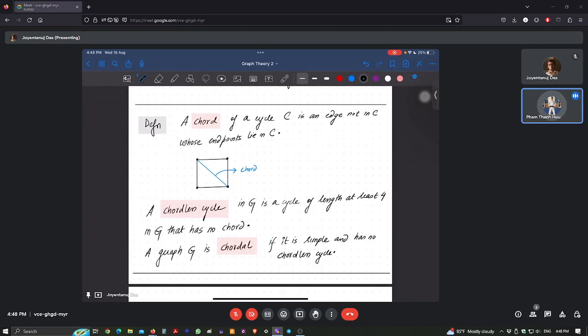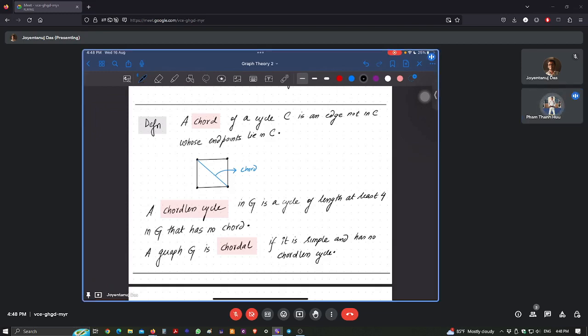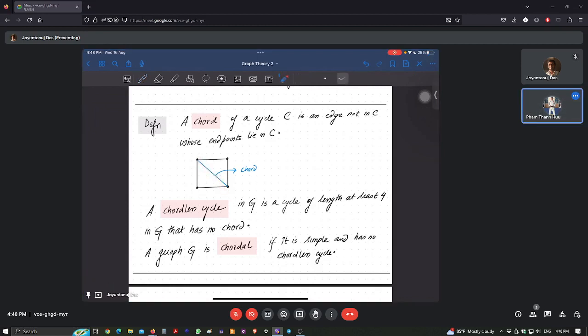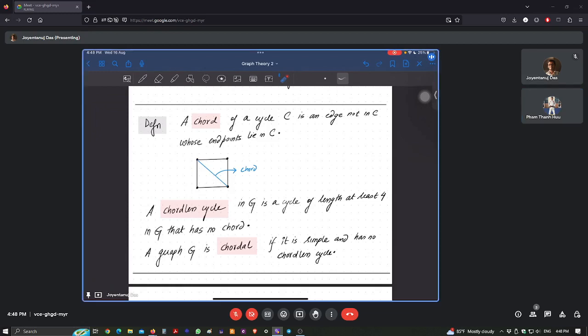For example, C4 is a chordless cycle, right? Because it does not have a chord. If I take C4 individually, it is chordless. But if I give it a chord, then it is a chordal graph because this is a chord.